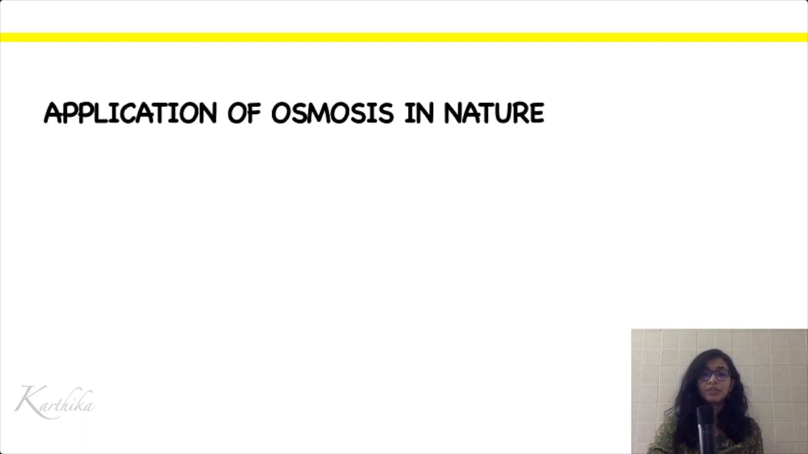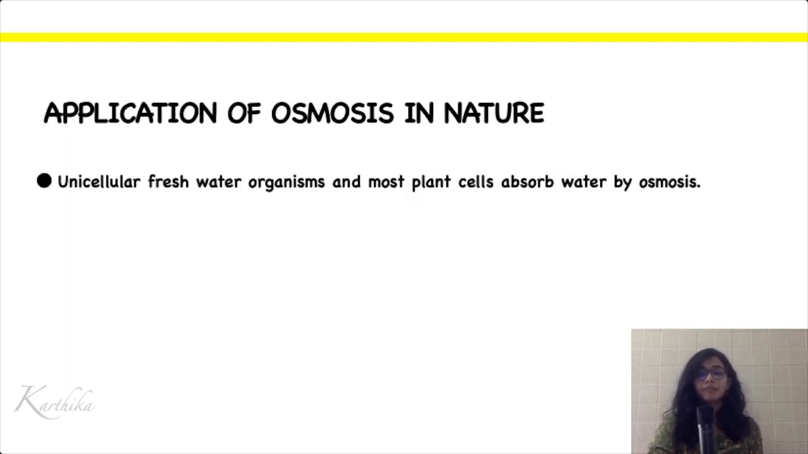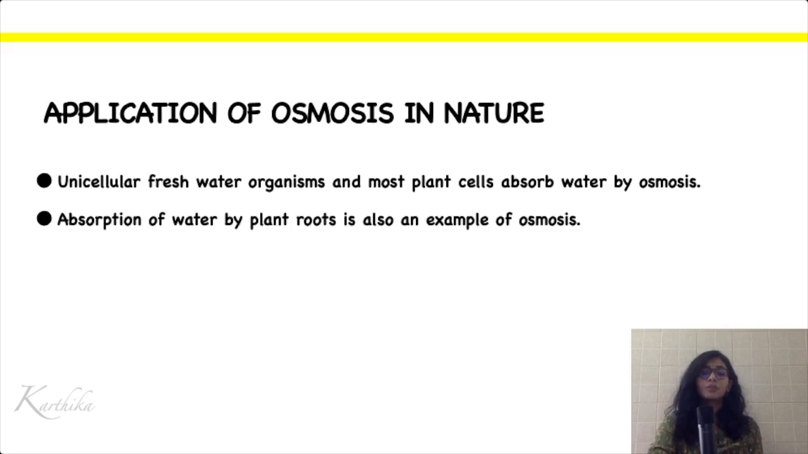Now, what are the applications of osmosis in nature? How do organisms use osmosis in their daily life? So unicellular freshwater organisms and most plant cells absorb water by osmosis. Obviously, water organisms and plants both need to absorb water, because their roots or some parts of theirs are always immersed in some water or moisture. So that's why they need to absorb that moisture around them. So they do this by osmosis. That means absorption of water by plant roots is an example of osmosis.